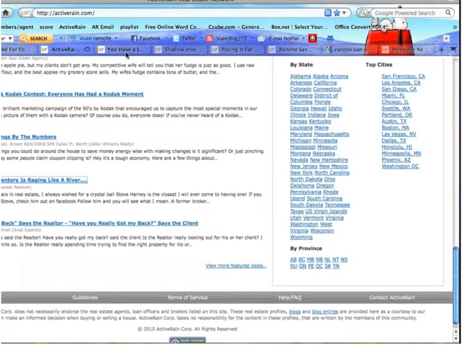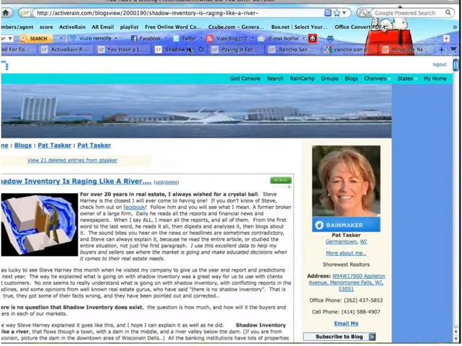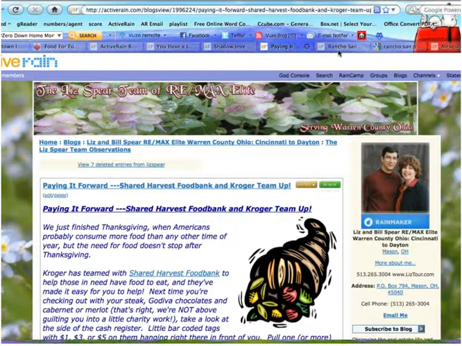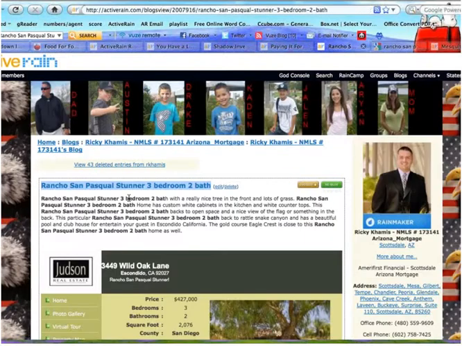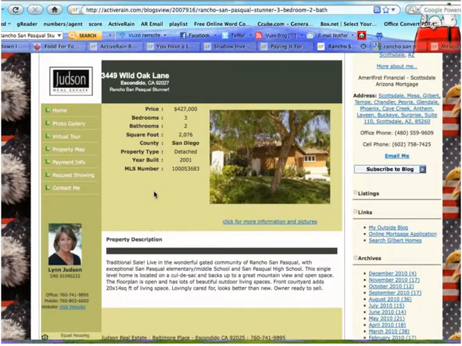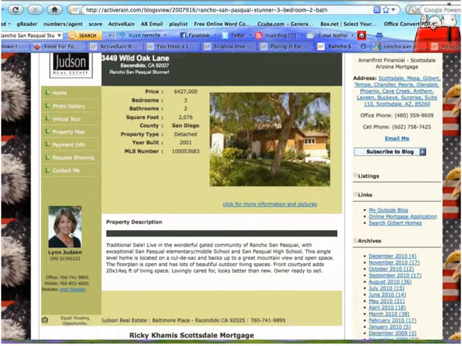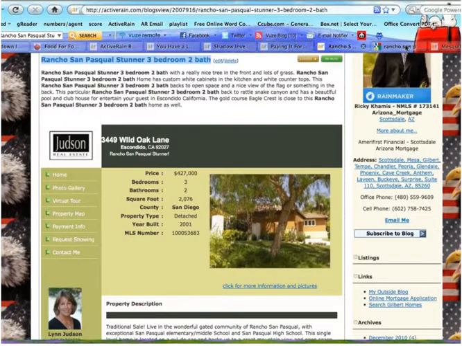Here's another example of hyperlocal blogging. How about a listing? Is that a hyperlocal post? Absolutely, right? Because it's about the local area. This hyperlocal post right here, Rancho San Pasqual Stunner, 3-bedroom, 2-bath. Pretty nice listing. It's Lynn Judson's listing, right? We could get a property map, view a virtual tour, look at the photo gallery.